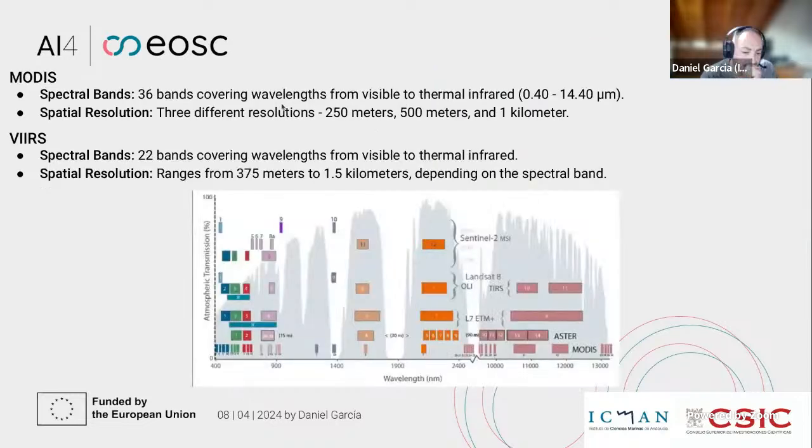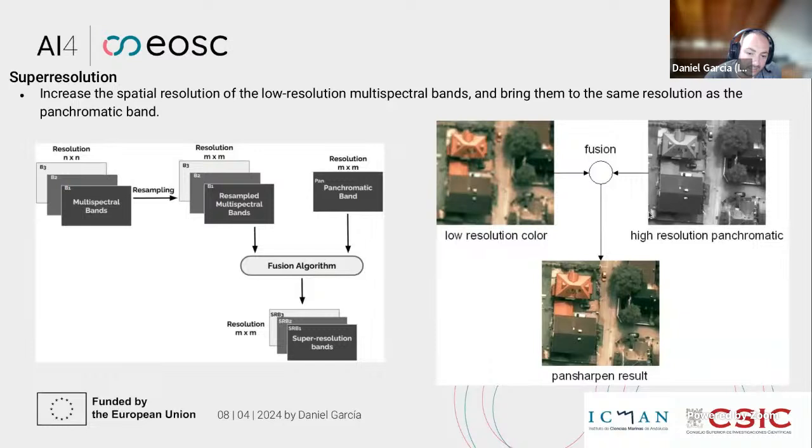But they are not the only multispectral satellites that exist. In addition to Sentinel-2 and Landsat 8, there are others such as MODIS, VIIRS, WorldView, or ASTER, each with their own spectral bands and spatial resolution. So the concept behind improving the spatial resolution of multispectral images is to improve the low resolution bands to match the high resolution of the panchromatic band. This can be achieved by merging the information from the spectral bands with the panchromatic band.